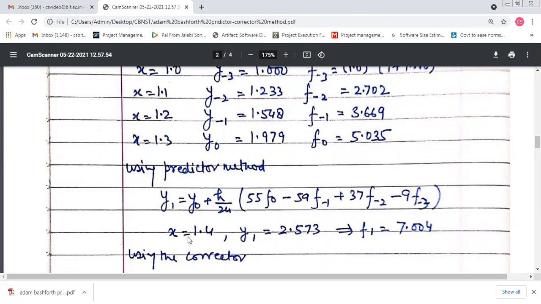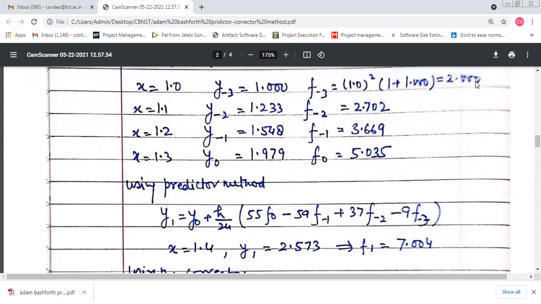Corresponding to this x1 and this y1, which we have computed by putting the value of f0 as 5.035, f minus 1 as 3.669, f minus 2 as 2.702, and f minus 3 as 2.550, and considering h equal to 0.1 upon 24 and y0, which we have already considered is 1.979, we are able to compute the value of y1, that is 2.573. So x is equal to 1.4 and y1 is equal to 2.573.